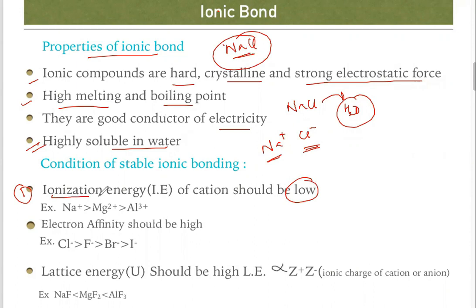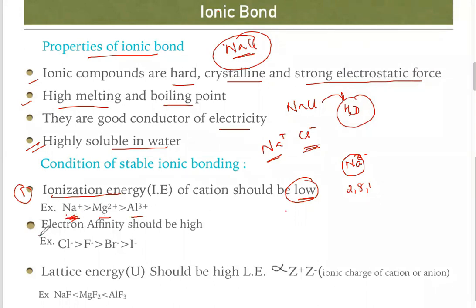What is the meaning of ionization? In basic concept, suppose an atom has many electrons. Ionization energy is the amount of energy required to remove one electron. So the ionization energy should be low. For example, Na+, Mg2+, or Al3+. Among these, sodium has low ionization energy, so sodium forms a more stable cation compared to Al3+.